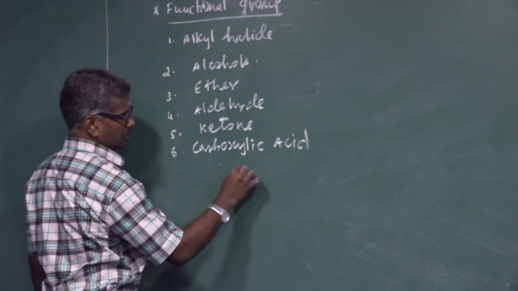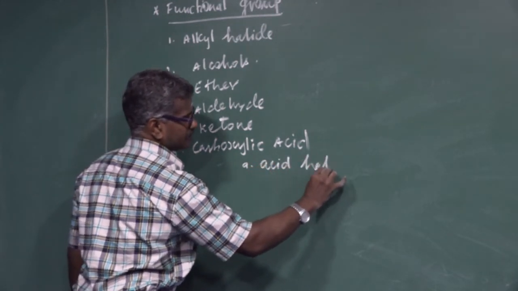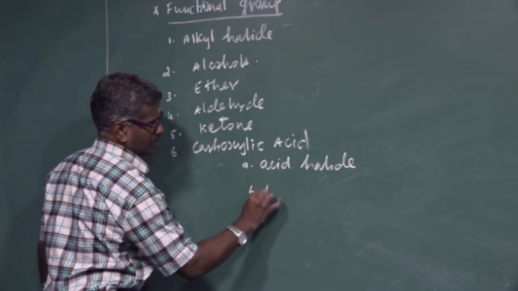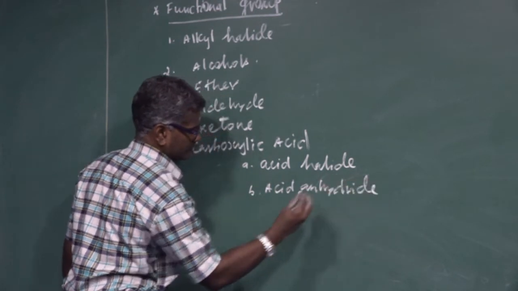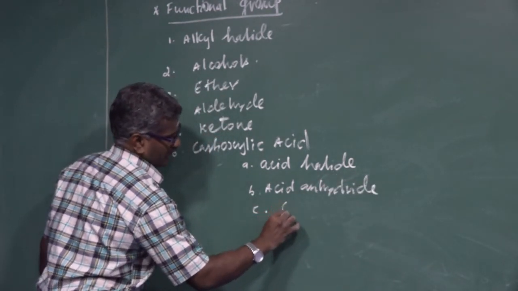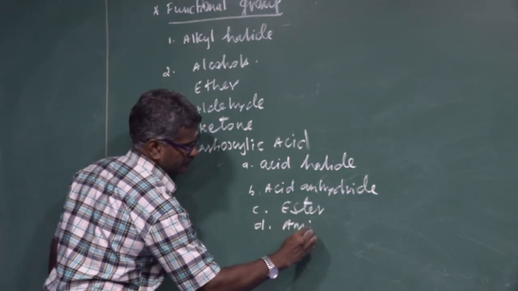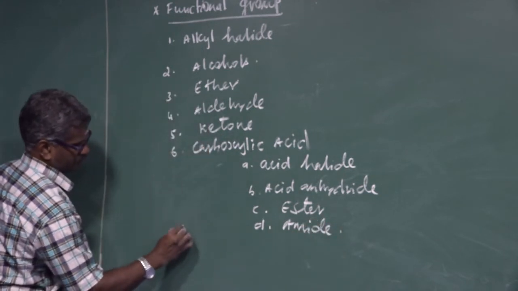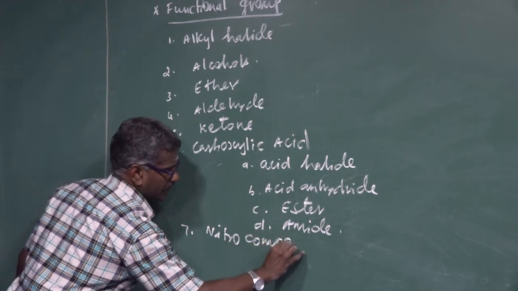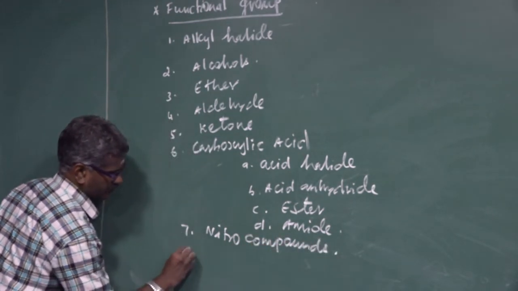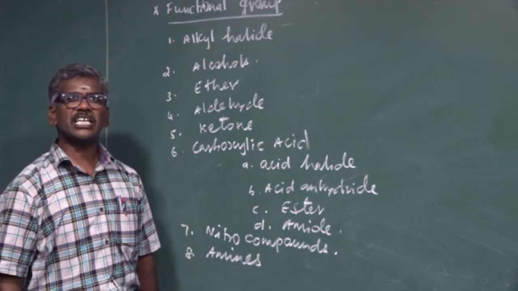Carboxylic acid has different derivatives: acid halide, acid anhydride, ester, amides, nitro compounds, amines. Totally 30 functional groups.